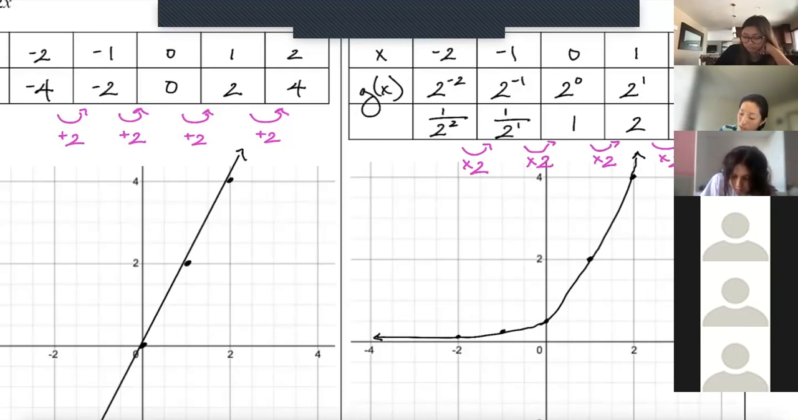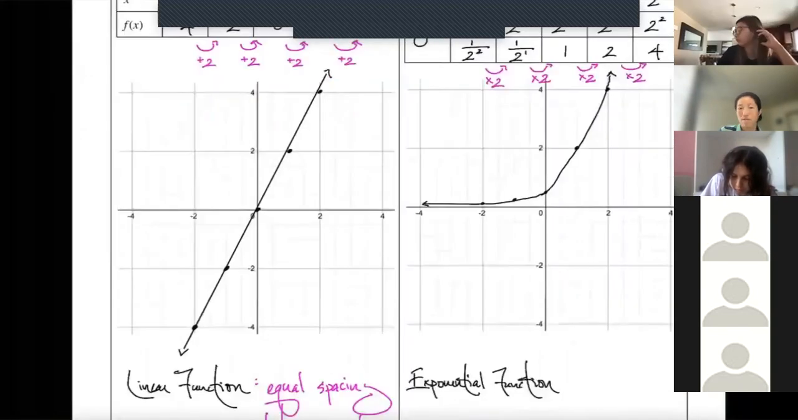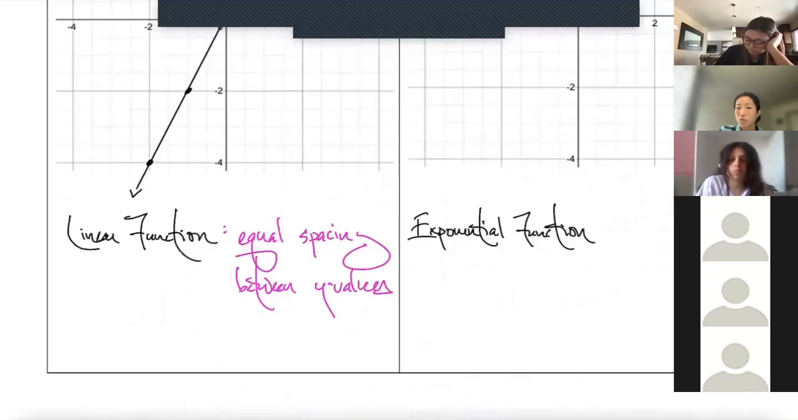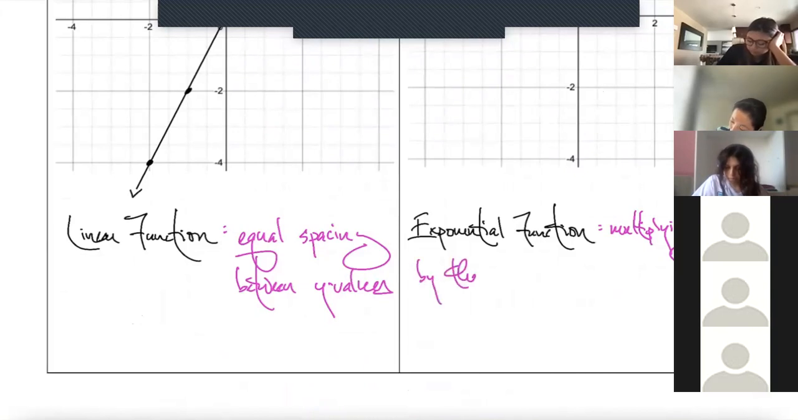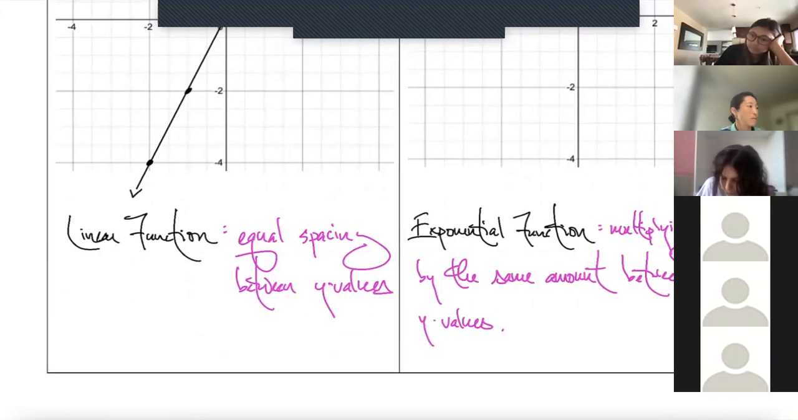Okay. So it turns out that just like a linear function means equal spacing between y values, an exponential function means that we are multiplying by the same amount between y values. Okay. So we are multiplying by the same amount between y values. So we're not adding the same amount, but we're multiplying the same amount. Okay.